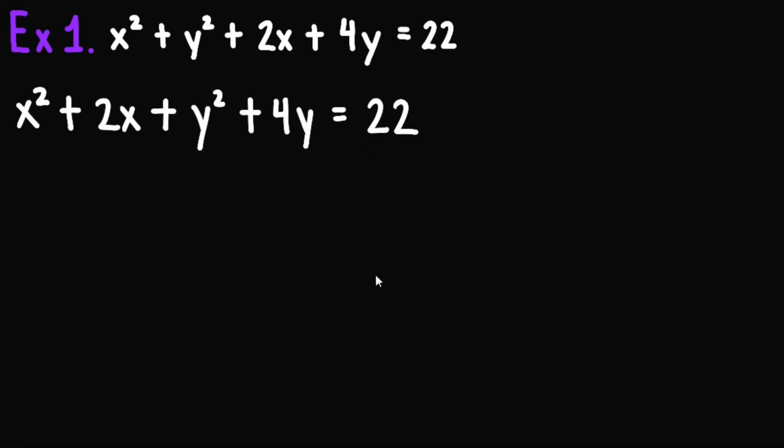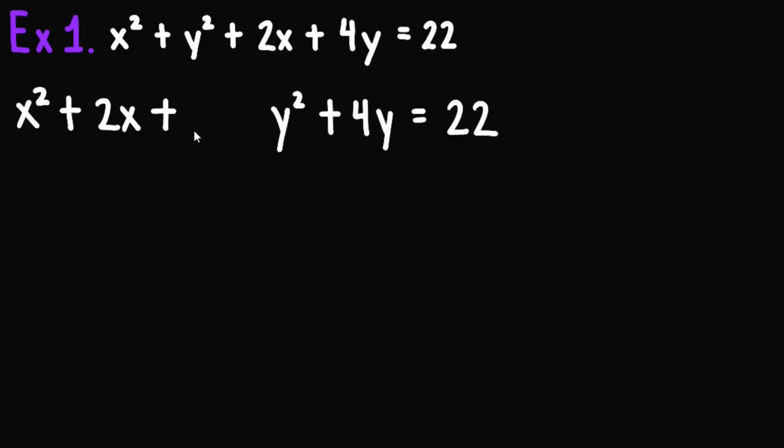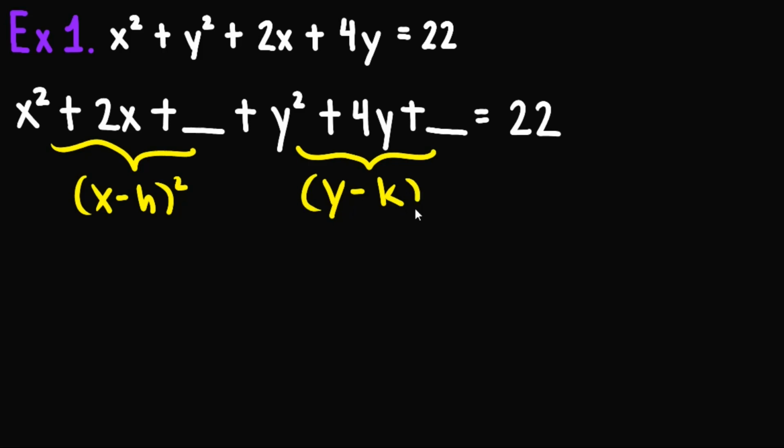After this, since we want to apply completing the square, we put a blank space here as well as here. Again, our goal is to convert this into the form x minus h squared and this into the form y minus k squared to make it in the center radius form.